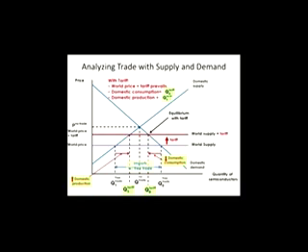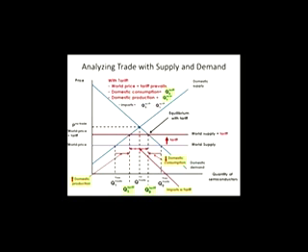Well, what about imports? Imports, remember, are the difference between the quantity demanded and the quantity supplied. The quantity demanded with the tariff is here, the quantity supplied is here, so imports are the difference, which is this distance right here. So notice that imports have fallen.